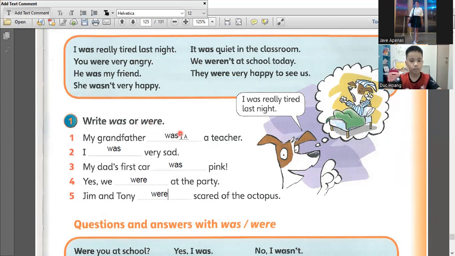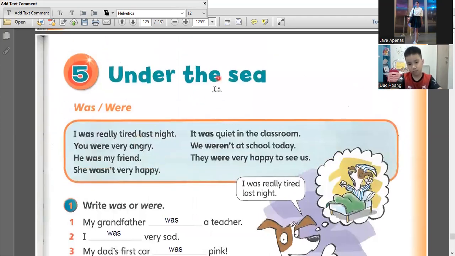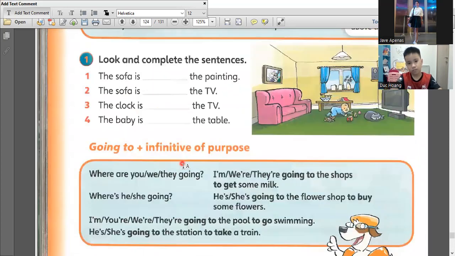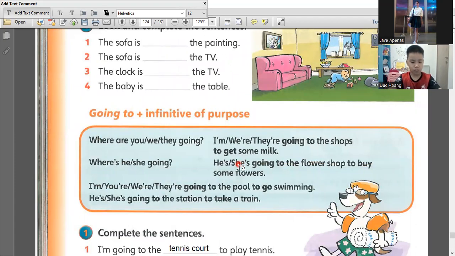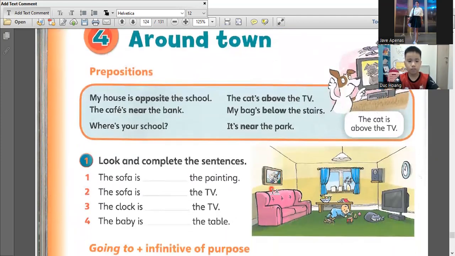Okay, do you have any question about how to use it? Any questions? No, okay. So once again, for today, we learned about was or were. Okay, look at here, was or were. We also learned about going to plus the infinitive of purpose, like I'm going to the shop to buy some clothes. Okay, so that's how we use it. And we also learned prepositions, right? What are the prepositions again? Opposite, near, above and below. Exactly.